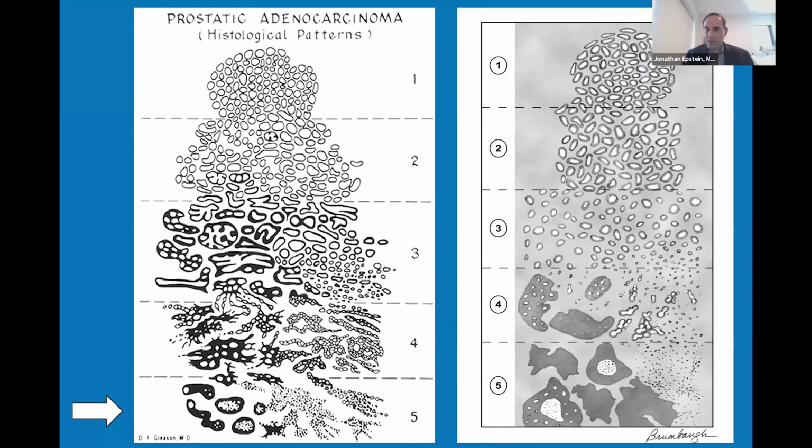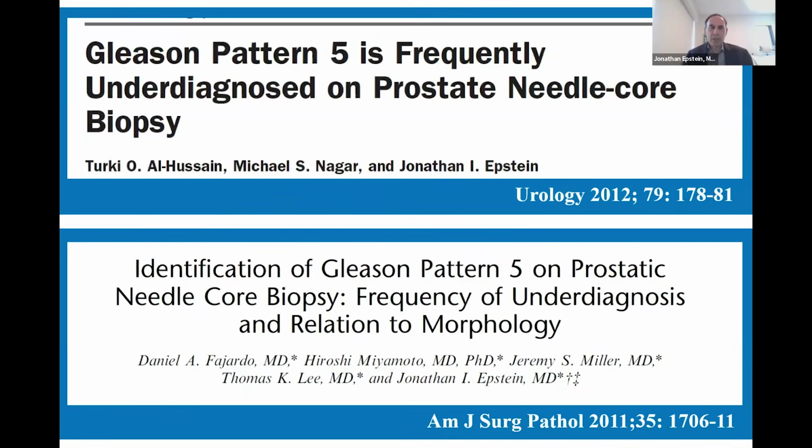Gleason pattern 5 is the most poorly differentiated, where the tumor really doesn't make any glands anymore. You either have solid sheets of cells or individual cells. The only thing I'll talk about with Gleason pattern 5 is that we've done several studies to show that when I think there's Gleason pattern 5 present, often it is underdiagnosed by the outside pathologist.